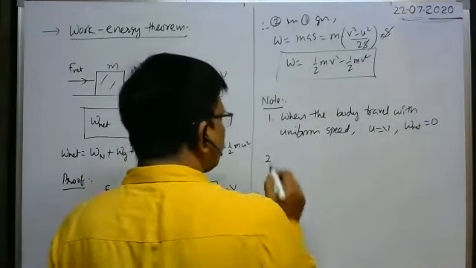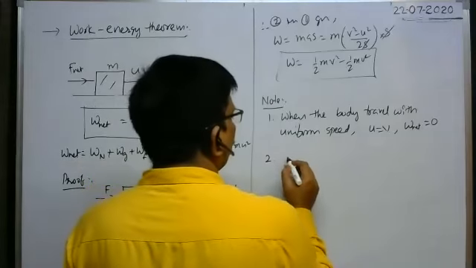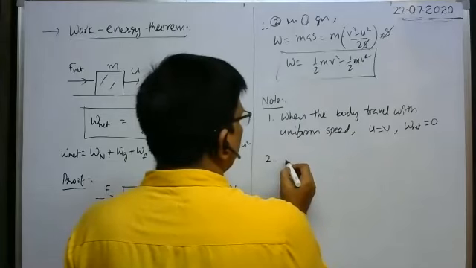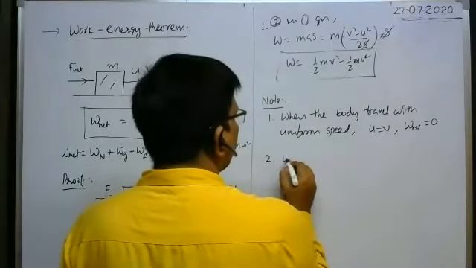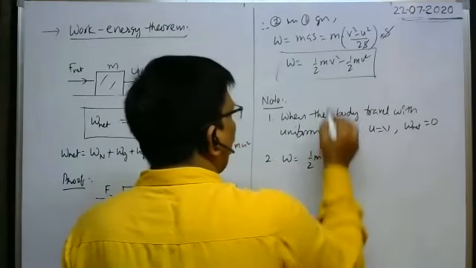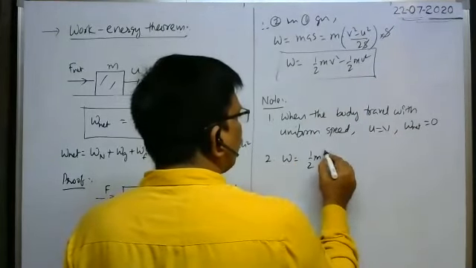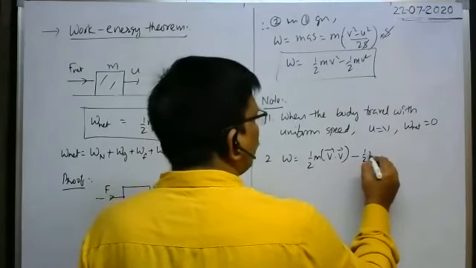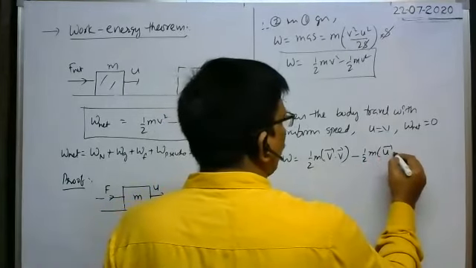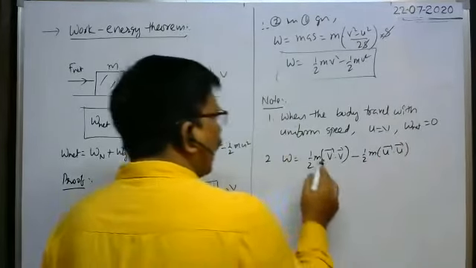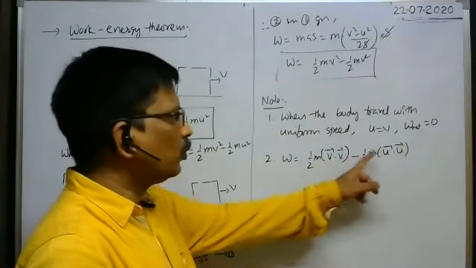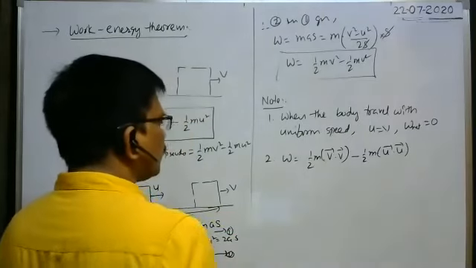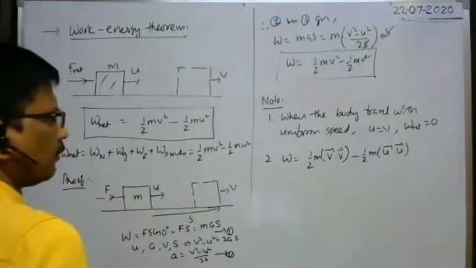Next one. This formula can be written as work done is equal to half m into v bar dot v bar, as velocity is a vector quantity, minus half m into u bar dot u bar. Half m into v bar dot v bar means v square, and u bar dot u bar means u square. That's why the work done can be written like this also. So this is the work energy theorem.